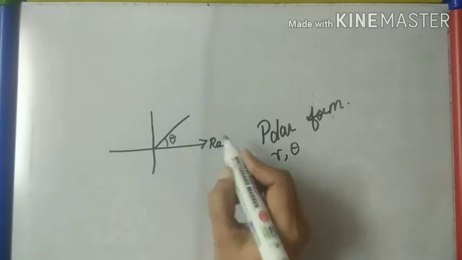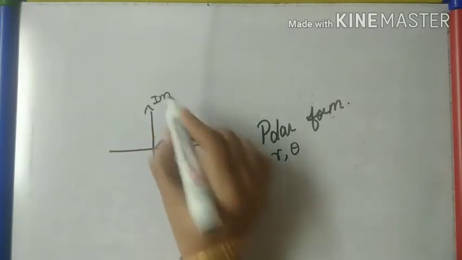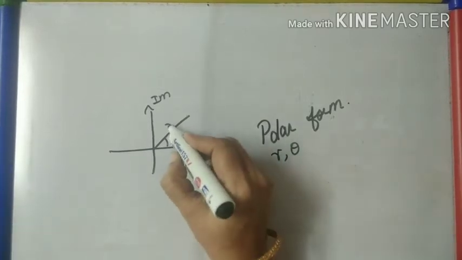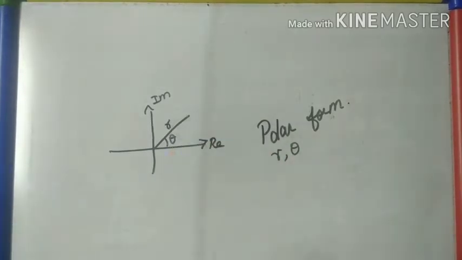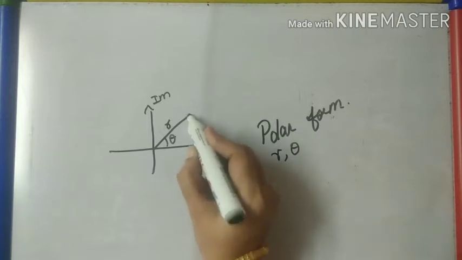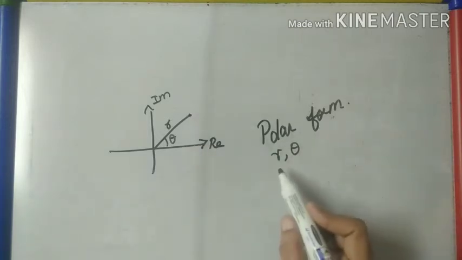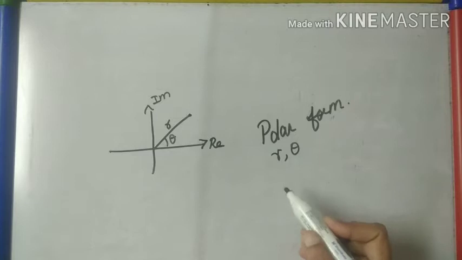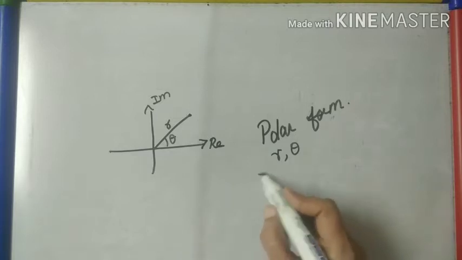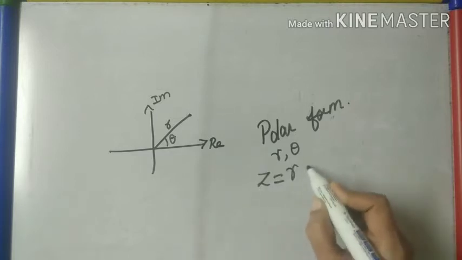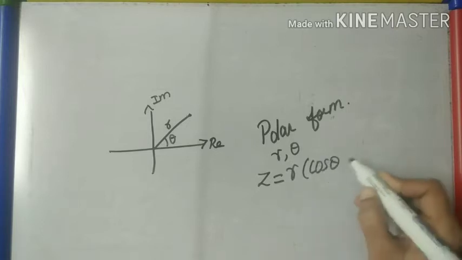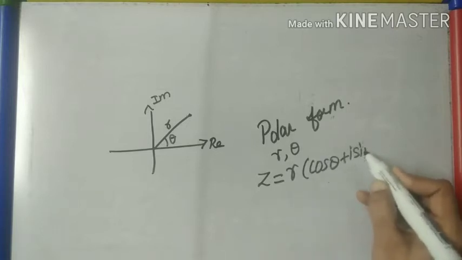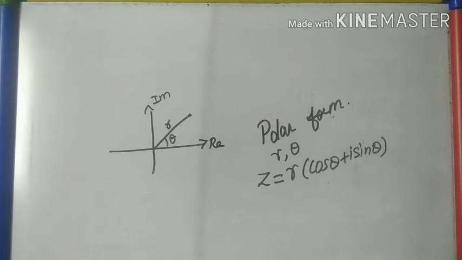Supposing I call this the real and this the imaginary axis. This distance I call r. So z, this is a complex number, I represent using r and theta. How should I write it? I write z is equal to r into cos theta plus i sin theta.